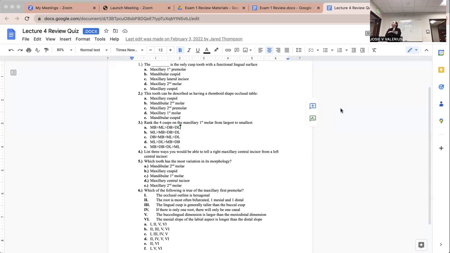Yeah. Okay. And then which tooth has the most variation in its morphology?